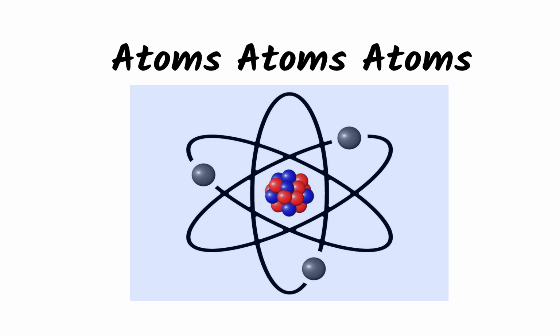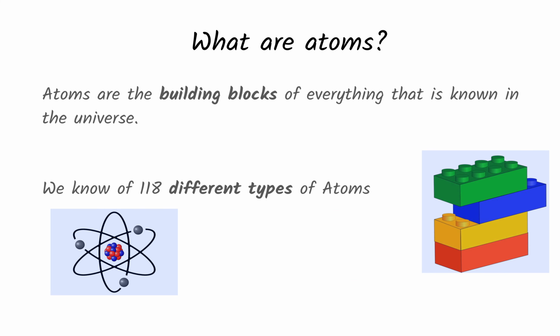Let's get started. All right, let's start by looking at what are atoms. Well, atoms are the building blocks of everything that's known in the universe. Everything that we know of, from the piece of paper that you're writing on to the stars in the sky, are all made of atoms. And so far we know of 118 different types of atoms, that, as you'll see in a little bit, are organized in the periodic table of elements.